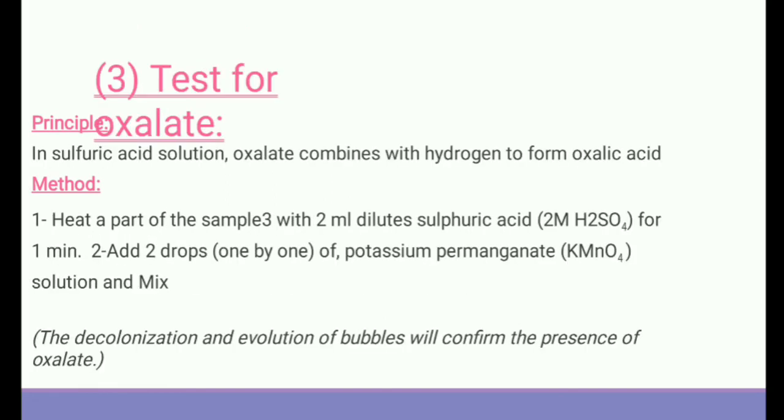Next we have test for oxalate. Principle: in sulfuric acid solution, oxalate combines with oxygen to form oxalic acid. Method: heat a part of sample 3 with 2 ml dilute sulfuric acid for 1 minute. Add 2 drops, one by one, of potassium permanganate solution and mix. The decolorization and evolution of gas will confirm the presence of oxalate.